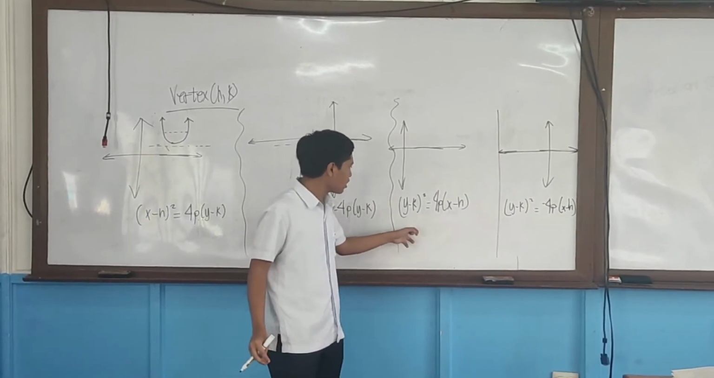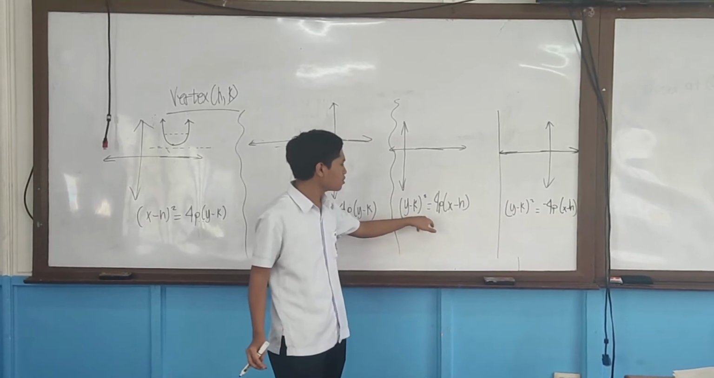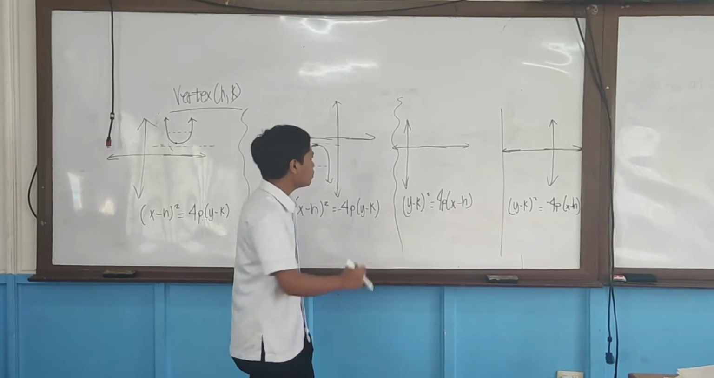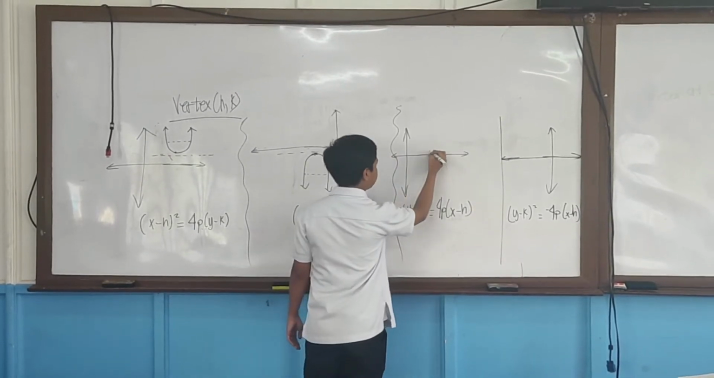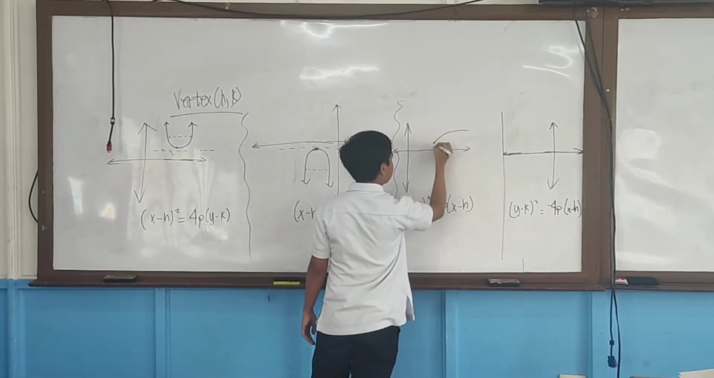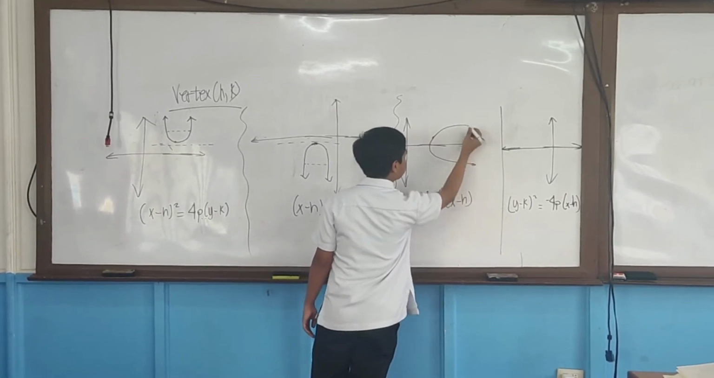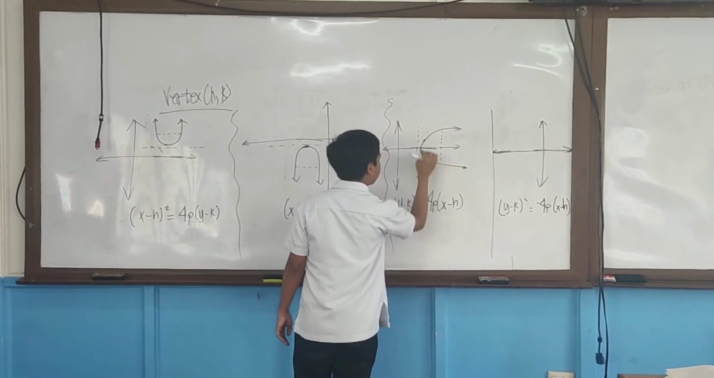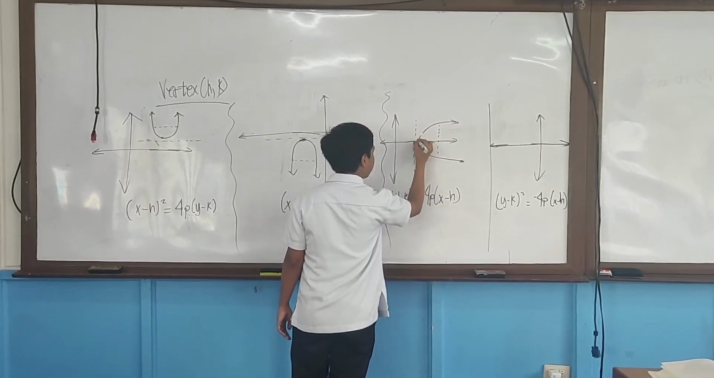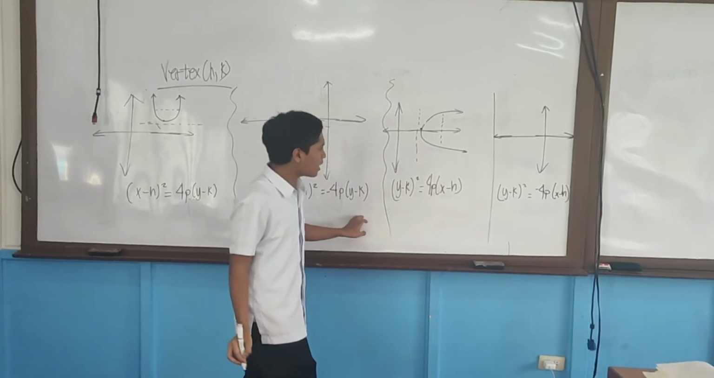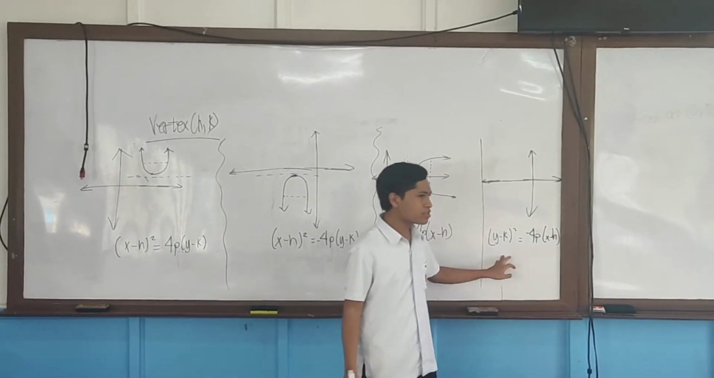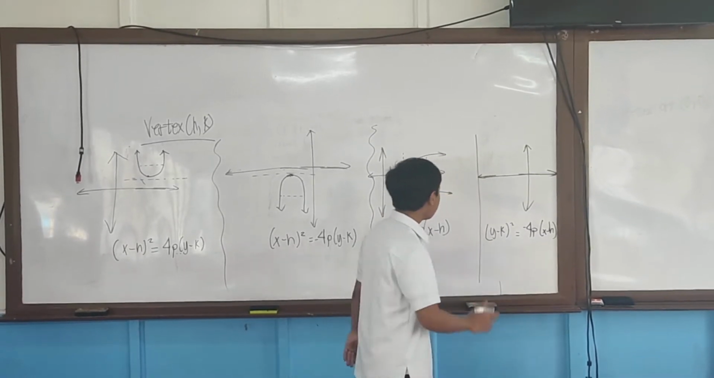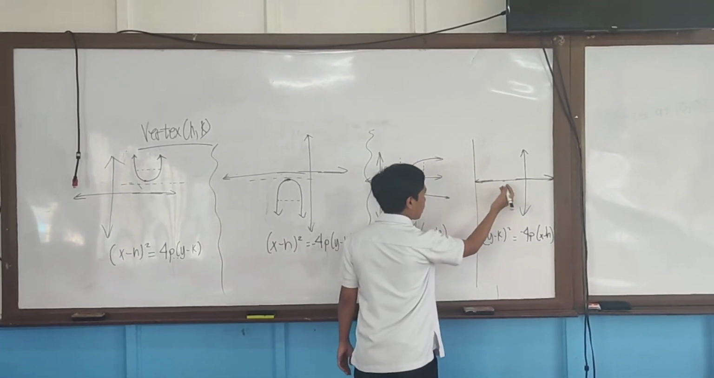Now here we have (y minus k) squared equals 4p (x minus h). The parabola will open to the right side. And lastly, we have (y minus k) squared equals negative 4p (x minus h). Therefore, the parabola opens to the left side.